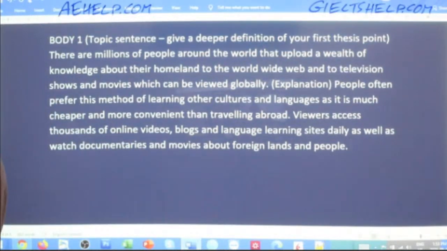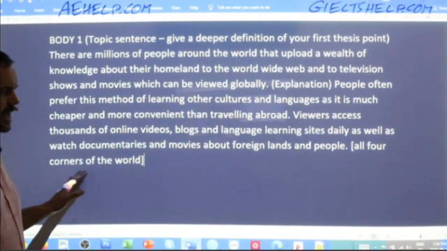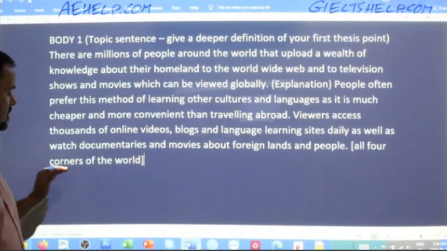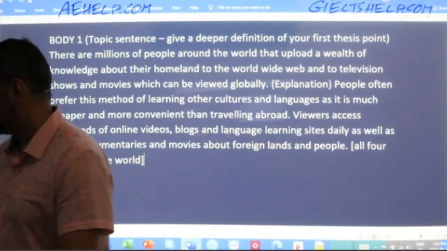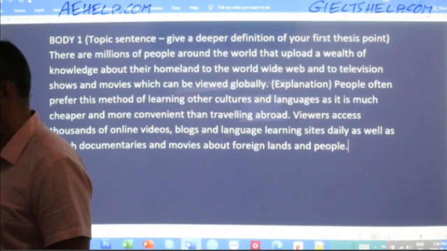Okay, so all 4 corners of the world. Not 4 directions, but 4 corners of the world. That would be the accurate English, so keep that in mind. But again, I wouldn't write that here, Ois. It's a little bit wordy. It's a bit awkward, but it's 4 corners of the world. Okay, just for your information.